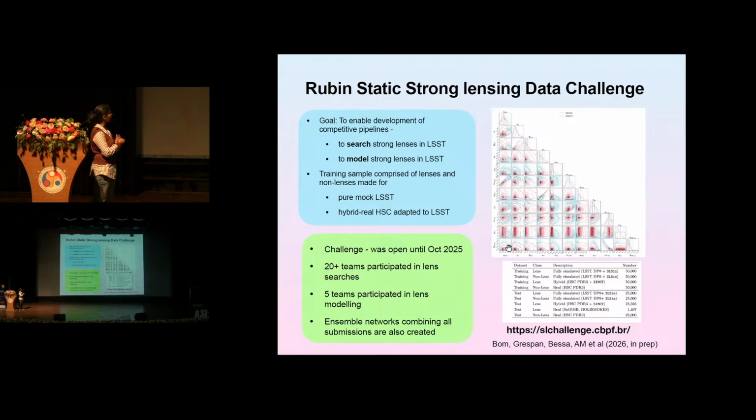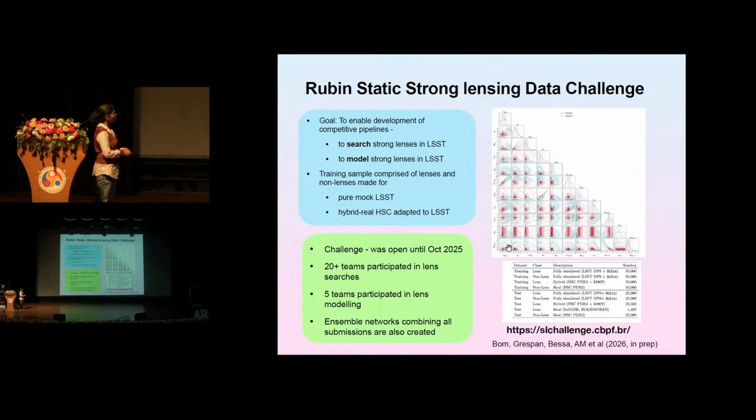So this challenge involves both searching for and modeling lenses, and in this case we have generated these two classes of lenses and non-lenses. The type of data sets that we have worked on are both pure mock LSST data as well as taking the existing HSC data and modifying it, adapting it to the LSST-like design or image quality and so on, creating this kind of adapted data set which includes real objects from the HSC survey.